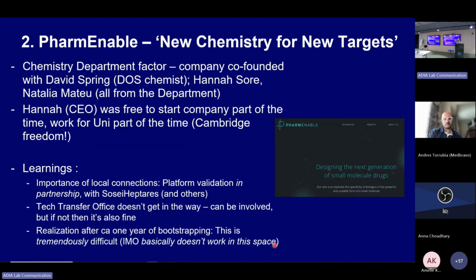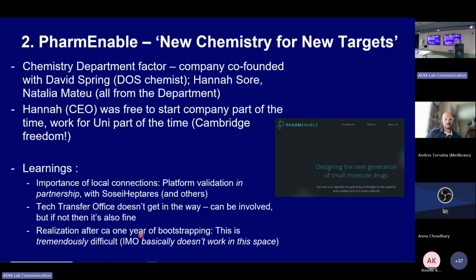And again, local connections were really important. Partnership with Susa Heptares, some startup companies, biotech, or it's no startup, biotech company. And I think that type of company we need to cultivate here in Abu Dhabi as well, so that there's companies that can benefit from local research and can fund it in turn as well. The tech transfer office doesn't get in the way in Cambridge. Basically, you have really freedom to do what you want to do. You can involve it, but if not, then that's also fine.